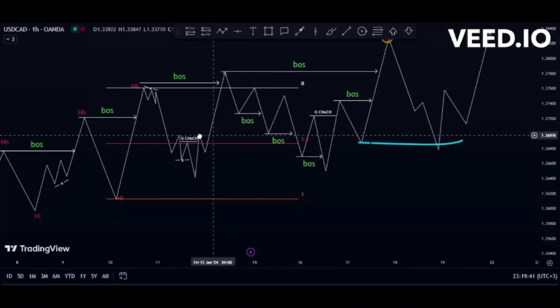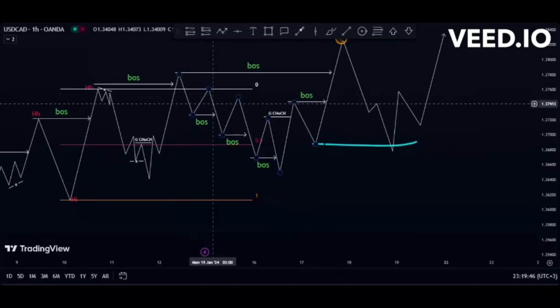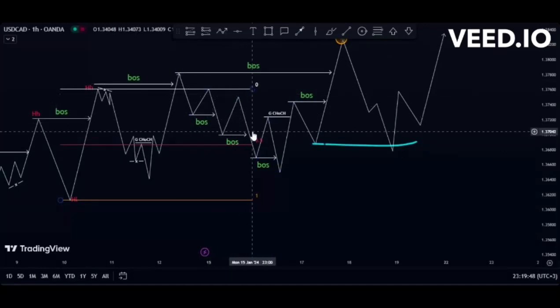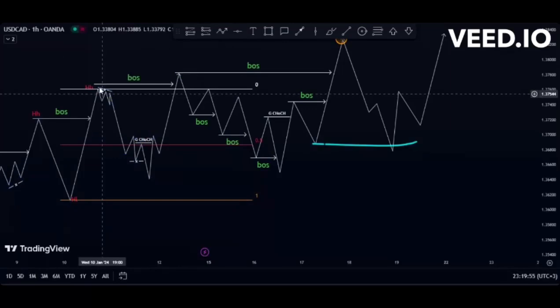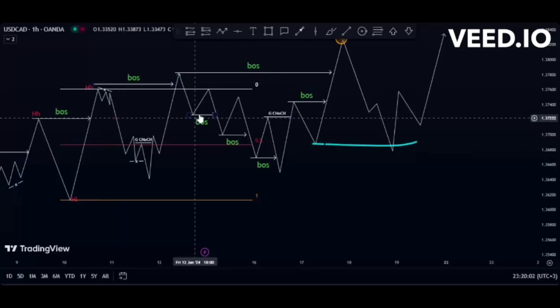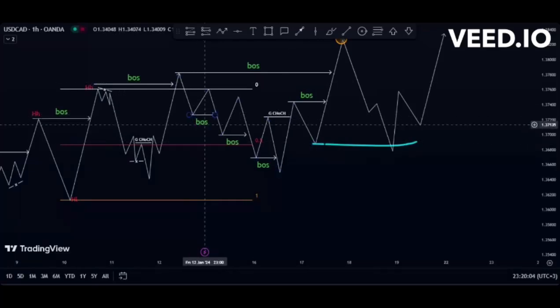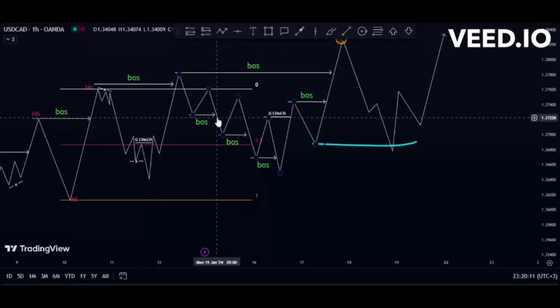So in this other case, the other thing you need to understand is that we also have internal market structure. In this case, you can see that we have these breaks of structure going to the upside, which symbolizes that we are bullish, or in other words, we are trending to the upside. But you can see these breaks of structure to the downside. So this one here is what we call internal market structure.